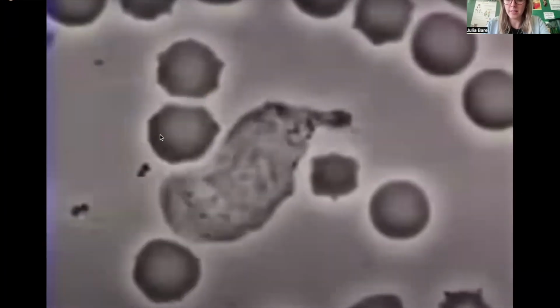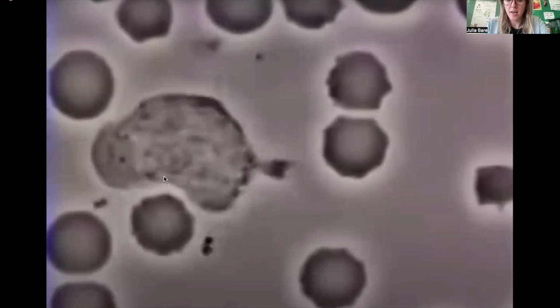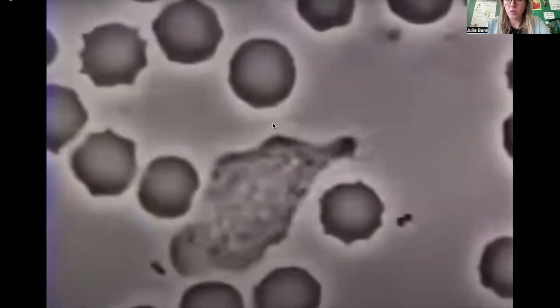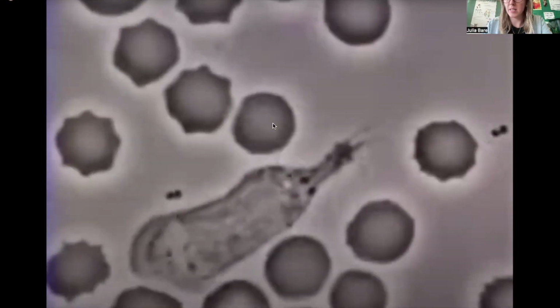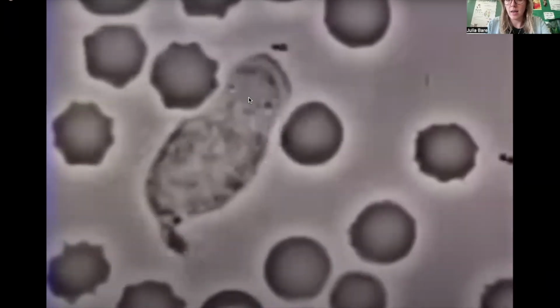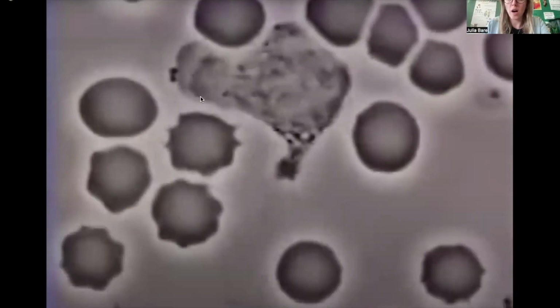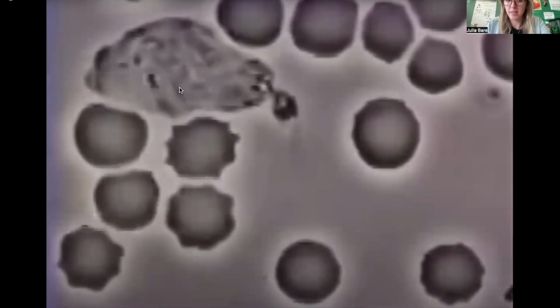So the white blood cell is the big blobby thing that's chasing the black dot. All the other little circles are red blood cells. This is somebody's blood sample, and they're watching a white blood cell kind of like heat seek onto a bacteria. Now watch what happens.